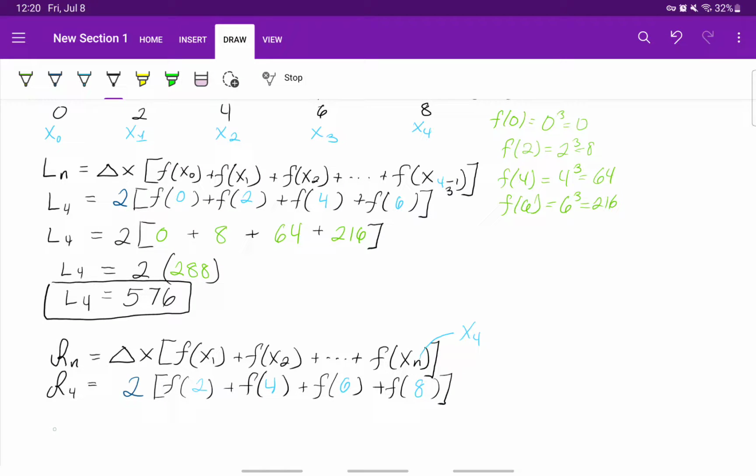We found most of these already. So 2 in brackets. We know f of 2 is 8 already. We know that f of 4 is 64. We know that f of 6 was 216. Then we have to add that with f of 8. So I'm going to plug 8 into my function. That's going to be 8 cubed, and that's 512.